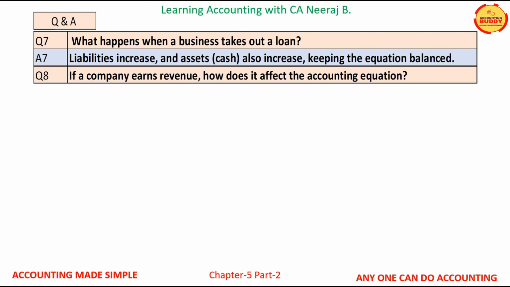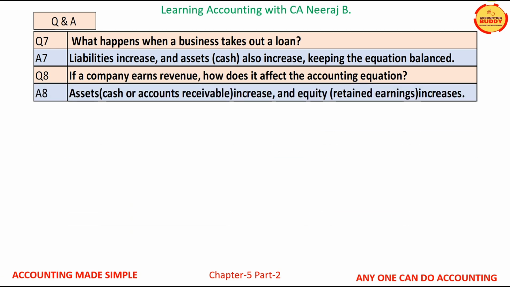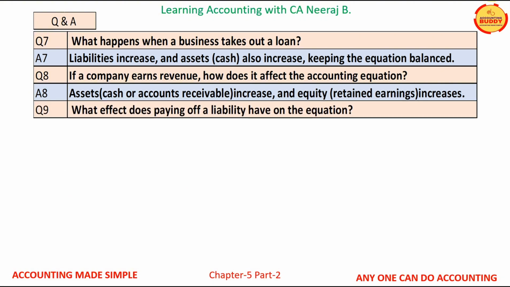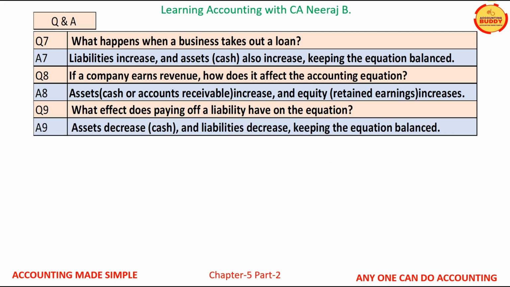Question number 8. If a company earns revenue, how does it affect the accounting equation? The assets increase and the equity also increases. Question number 9. What effect does paying off a liability have on the accounting equation? The answer is assets decrease and the liabilities also decrease, keeping the equation balanced.